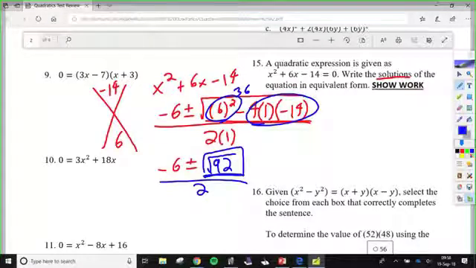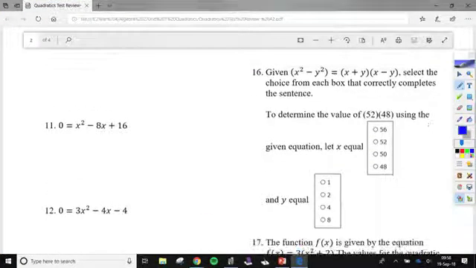All right, but when in doubt, use the quadratic formula. Okay, I apologize for that question not being the way I thought it was.